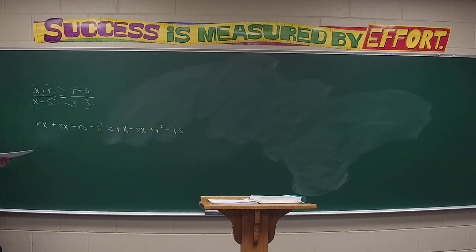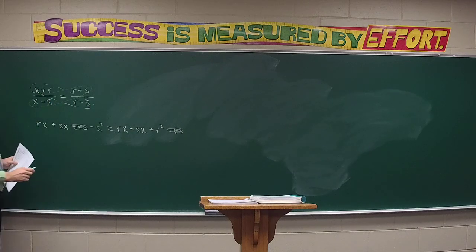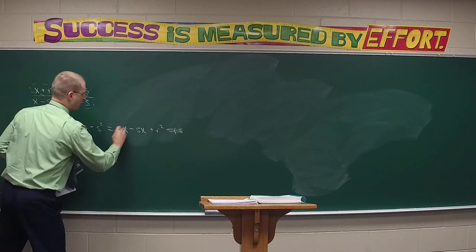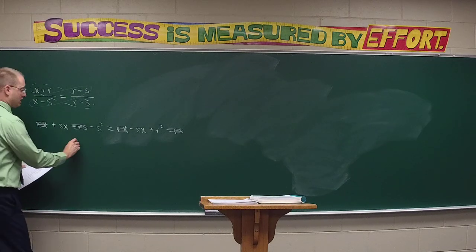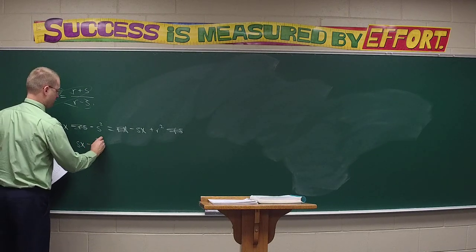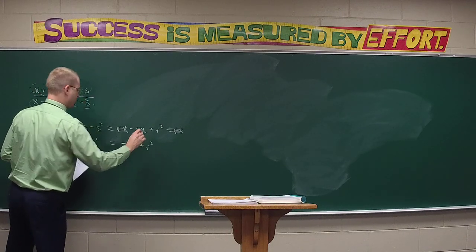And then from here, there's a couple things we can do to really simplify our life. Maddie? Can cancel negative Rs and Rx. Good, so we cancel some stuff. At this point, I've just got, if I'll recopy, Sx minus S squared equals negative Sx positive R squared.